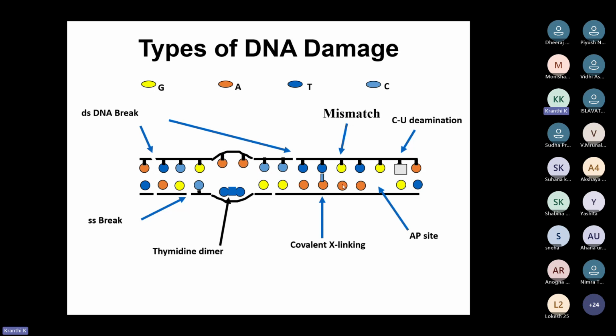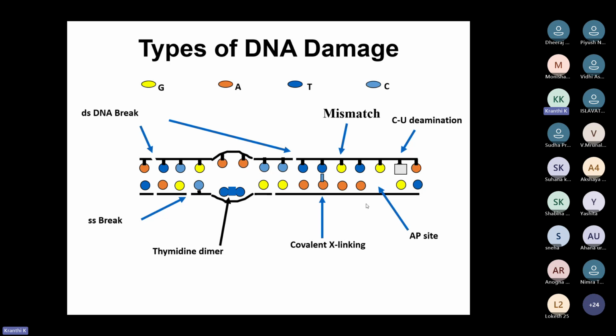Okay, this is a mismatch. Then covalent cross-linking. What is covalent cross-linking? Usually the nitrogen base pairs should link with hydrogen bonds, not covalent bonds. Is it covalent or hydrogen? I think you remember it's hydrogen bonding, right? But here the link is with covalent cross-linking. Okay, so that is also not good. You have to remove it.